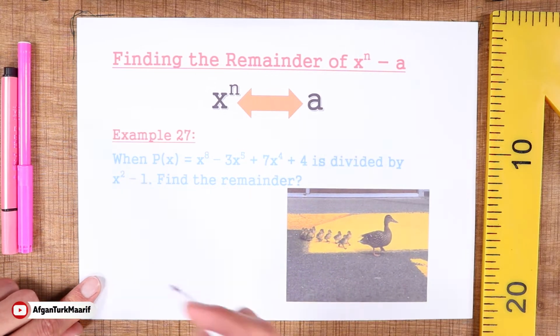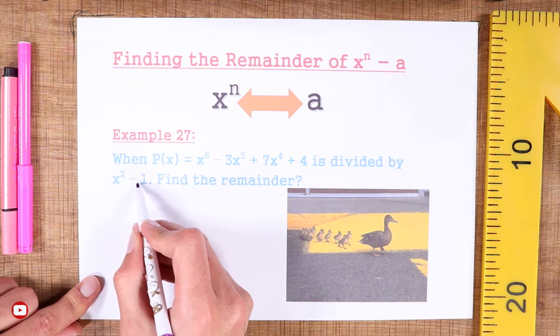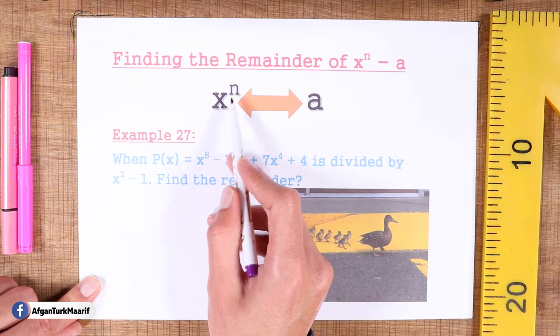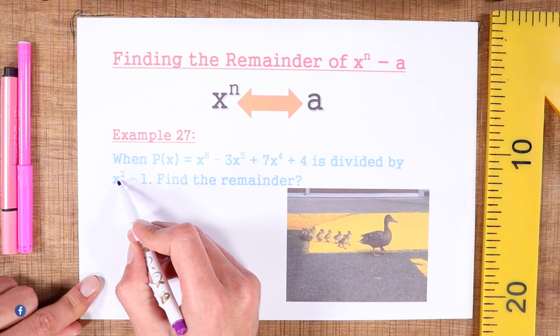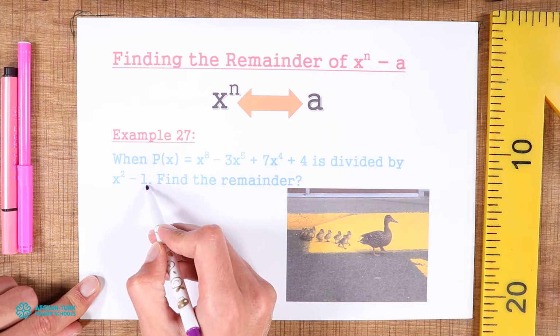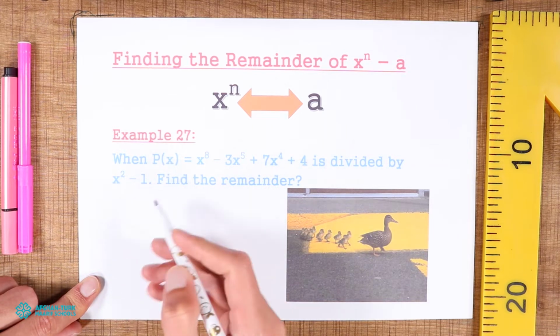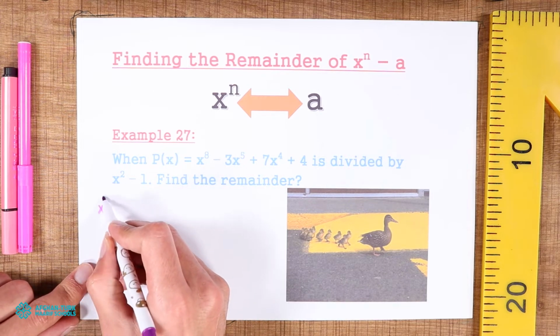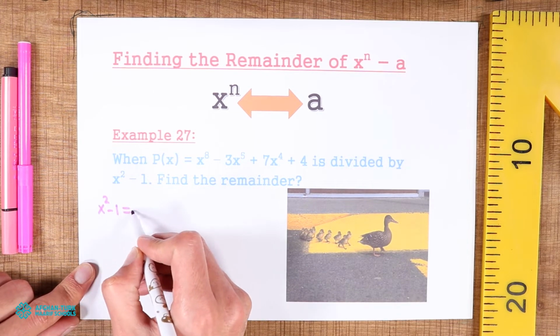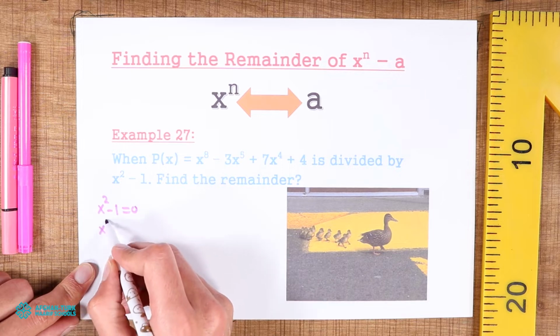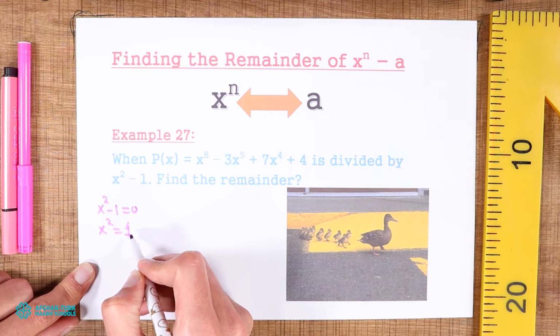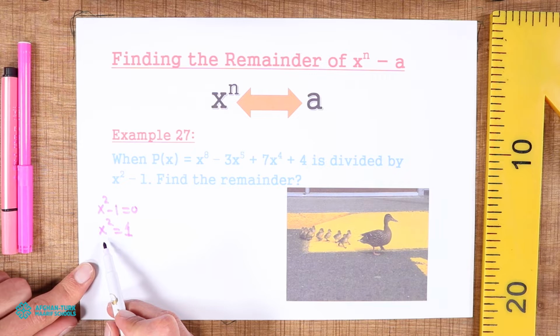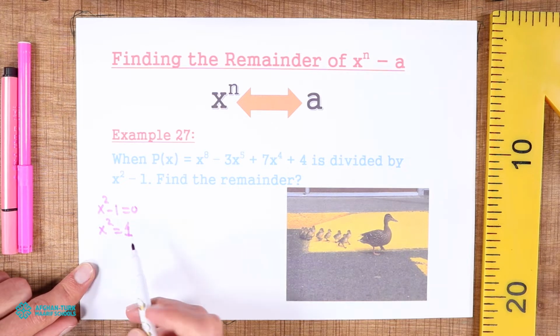So let's start. Here we have x squared minus 1. We must substitute the value of a instead of x squared. The value of a here is 1. Or you can do it like this: x squared minus 1 equals 0, so x squared is equal to 1. It means in the polynomial, instead of x squared, just write 1.